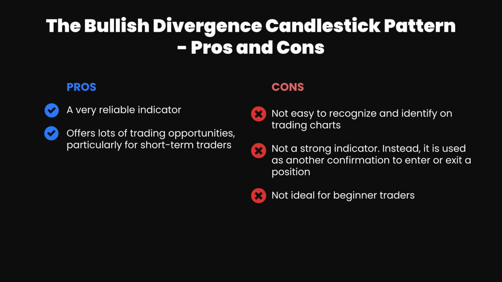Now, on the cons side, it's not necessarily an easy pattern to recognize and identify on trading charts. There is a bit of nuance and work involved in interpreting the bullish divergence pattern. Also, it's not a particularly strong indicator. Instead, it is used as another confirmation to enter or exit a position. So, although it may be reliable, it's not necessarily the best standalone indicator. And lastly, it's not ideal for beginner traders. Bullish divergence pattern is a sophisticated chart pattern, and it's definitely designed for an experienced Forex, futures or shares trader.